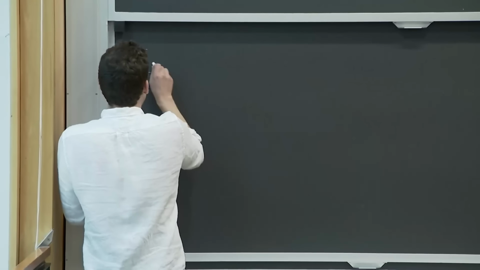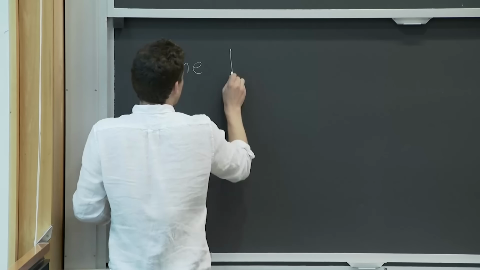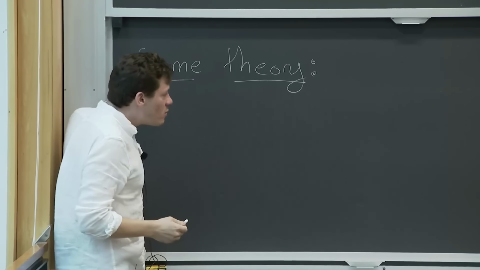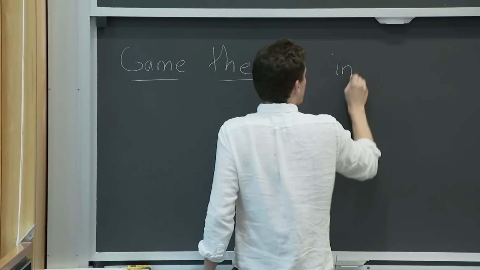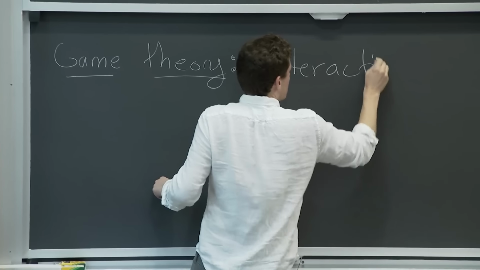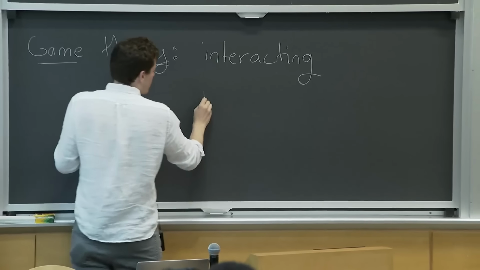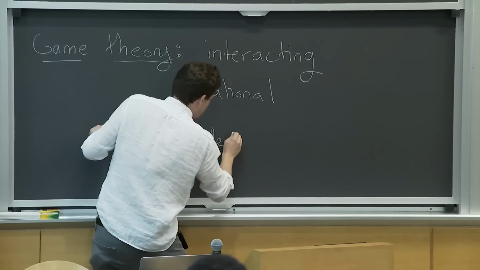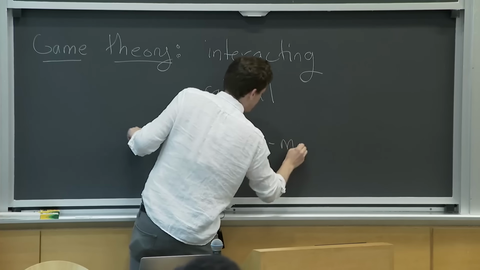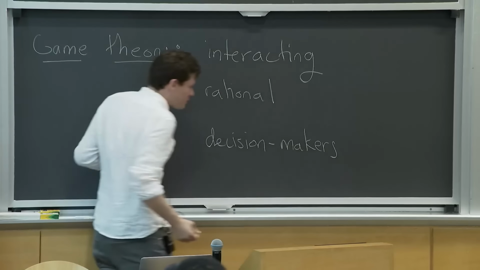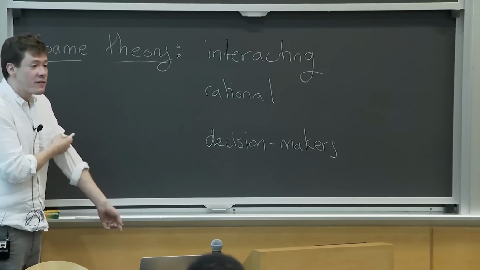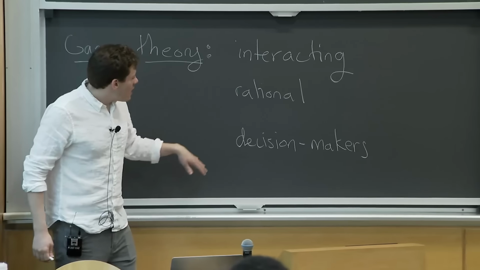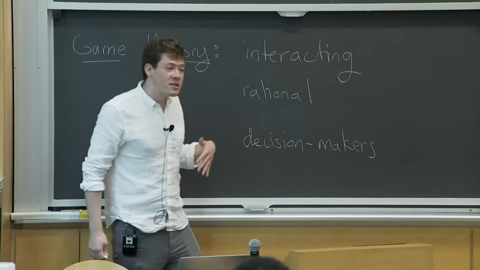So first, let me say a little bit more about what we said was the definition of game theory, which we said was the study of interacting rational decision makers. So let's break down each of the terms in this definition. Let's go backwards from kind of easiest to hardest. So I think the basic thing is that we're studying decision makers.